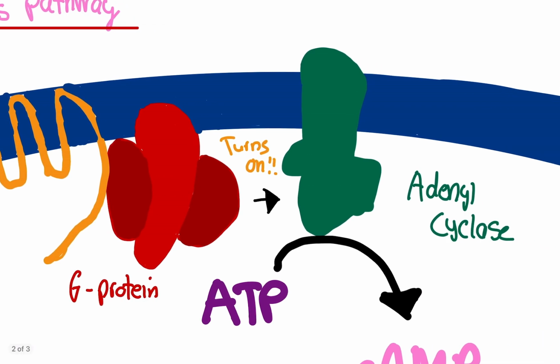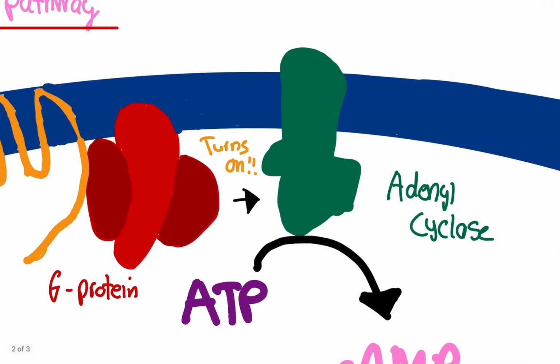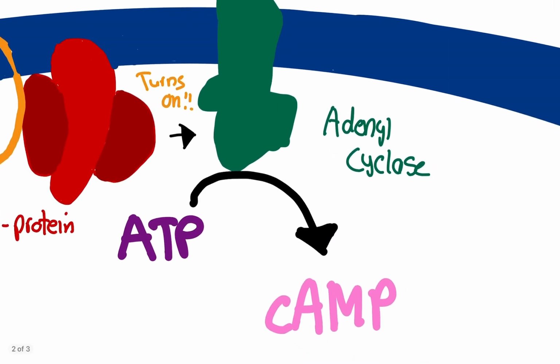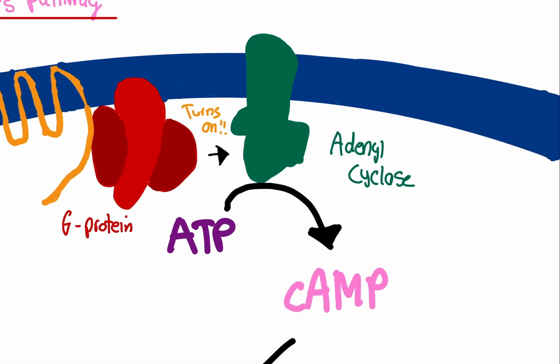When this turns on, this activates something called adenyl cyclase. So when the G protein is turned on, adenyl cyclase turns on. The G protein tells its neighbor, adenyl cyclase, hey, it's time to turn on, we got stuff to do. What does adenyl cyclase do? This is essentially an ATP factory. ATP goes inside this little factory and it spits out cAMP. It converts the ATP into cAMP.